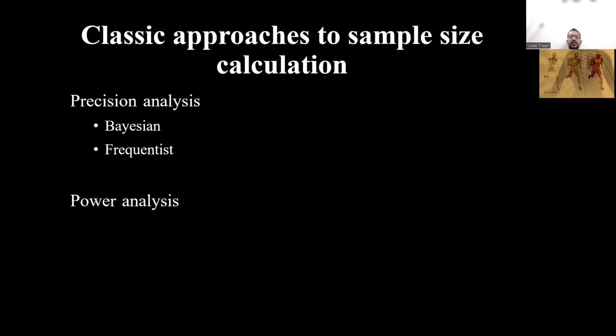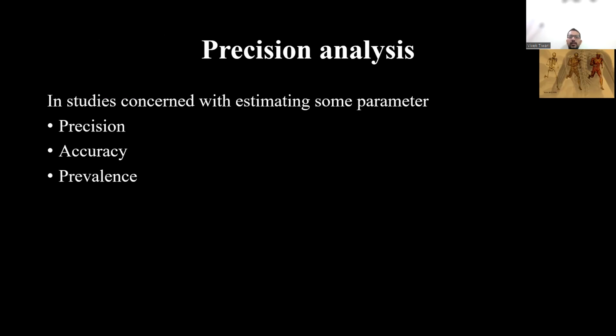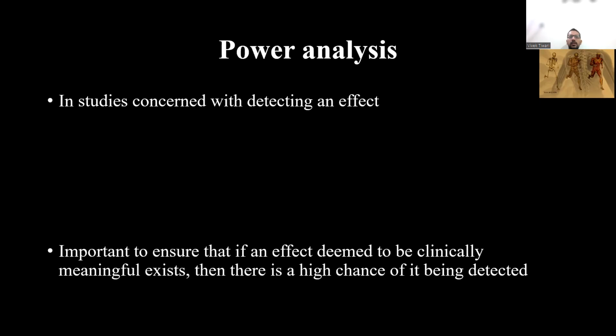One is precision analysis, another is power analysis. Precision analysis is done in studies concerned with estimating some parameter which need precision, accuracy, and prevalence, whereas power analysis is done in studies concerned with detecting an effect. It is important to ensure that if an effect deemed to be clinically meaningful exists, then there is a high chance of it being detected.